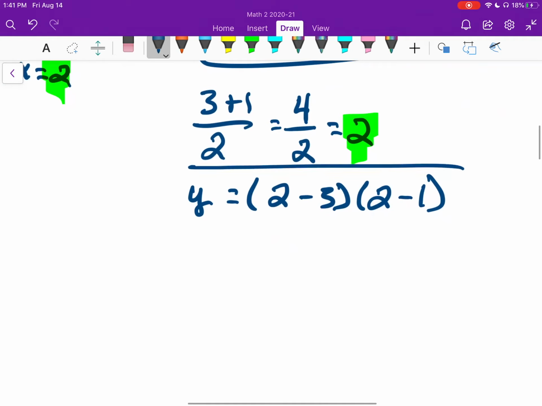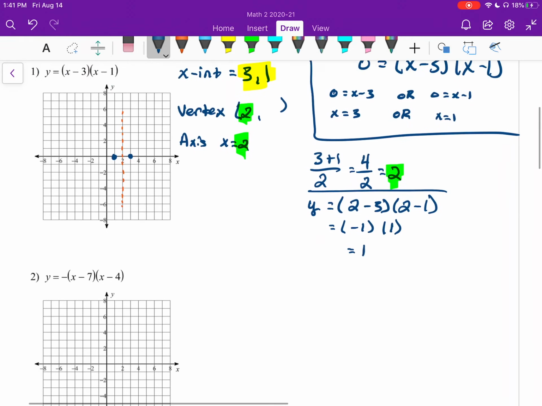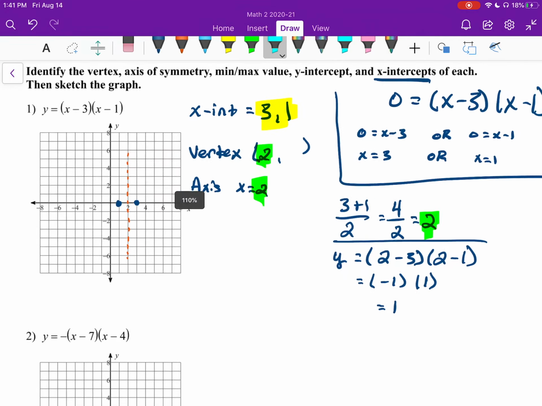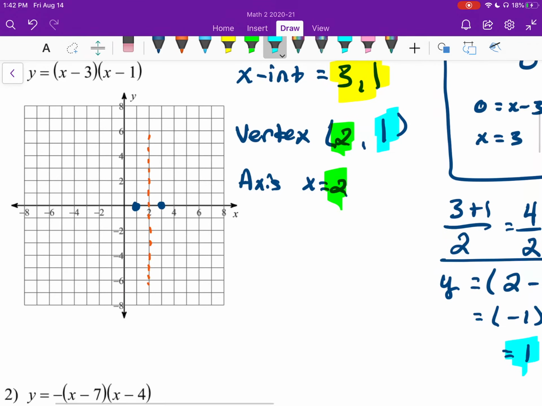Okay, this is the same thing as negative 1, negative 1, 1. Negative 1 times 1 is 1. Okay, so our vertex has a 1 in it. That 1 and that 1 came from each other. All right, what else do I have to find? We found the vertex, we found the symmetry, we found the min-max value. Do we think this guy's going to have a min or a max? Well, our vertex is at 2, 1.